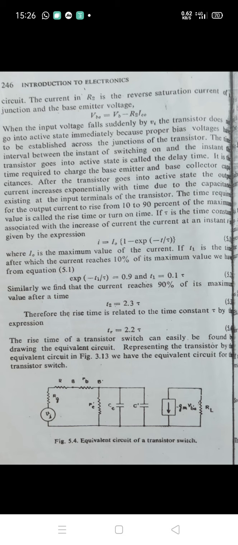Then after this we have to find out the value of the gain bandwidth product. Actually it is not in the syllabus, still we are taking it just for information. Actually that's not included. So we have to find out the gain bandwidth product of the transistor. That will be shown on the next page. So this is the equivalent circuit of a transistor switch. Only up to this you have to remember.